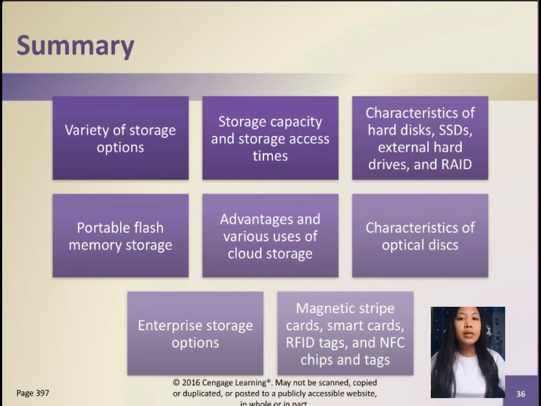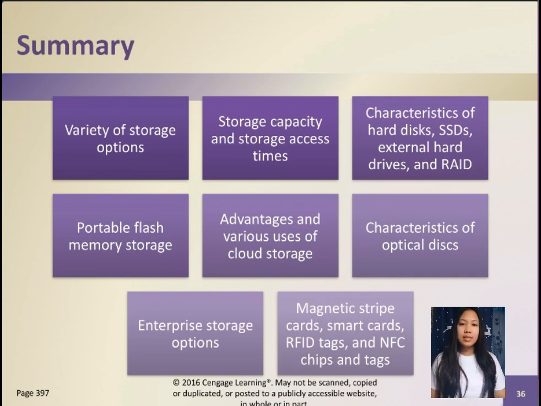And for our summary, a summary table categorizes various storage options based on their capacity, access times, and characteristics. First is varieties of storage options. This section likely covered the various types of storage discussed throughout the chapter. Next is storage capacity and storage access times. This section likely detailed the storage capacity, how much data can be stored, and access times, how quickly data can be retrieved for different storage technologies.